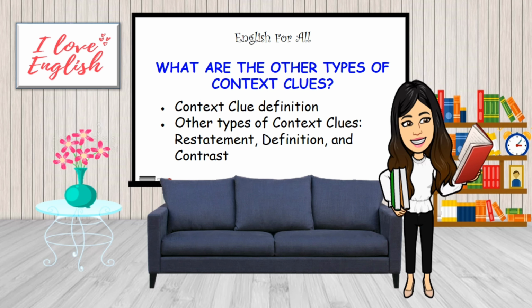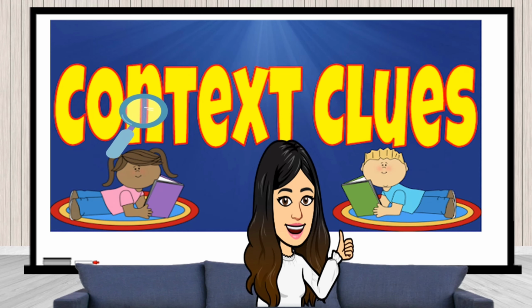For today's lesson, we are going to learn about the other types of context clues: the restatement, definition, and contrast. Looking for context clues is one technique that is helpful for readers of all ages. Context clues are hints found within a sentence, paragraph, passage, or word that a reader can use to understand the meaning of a new unfamiliar word. Because most of our vocabulary is gained through reading, it is important that we are able to recognize and take advantage of context clues.